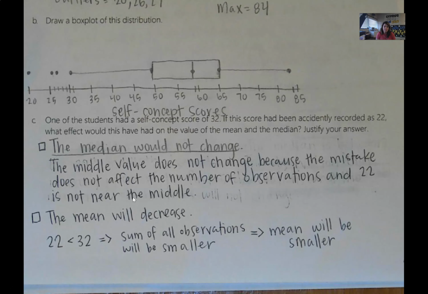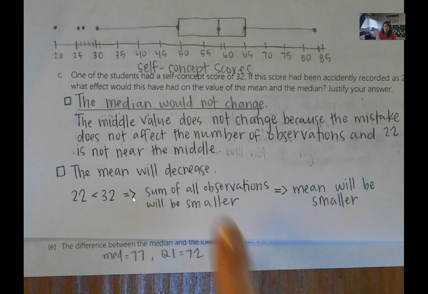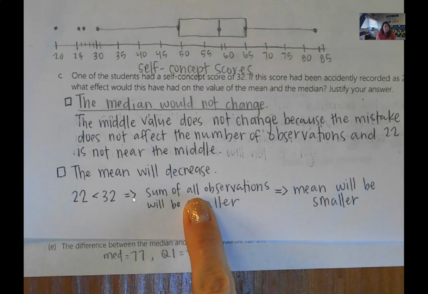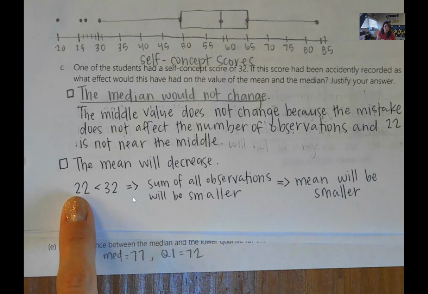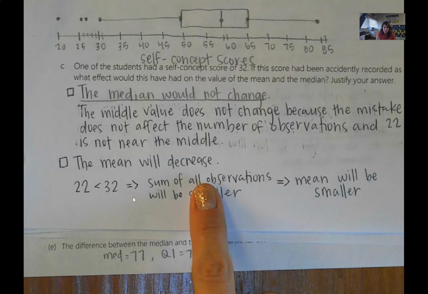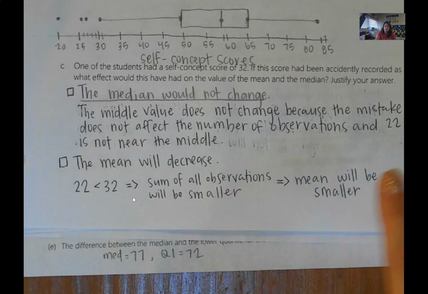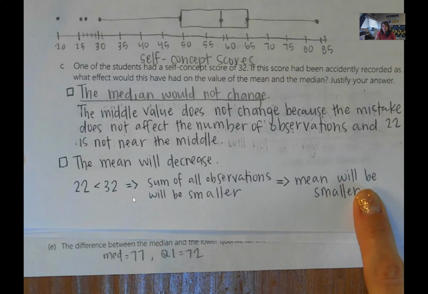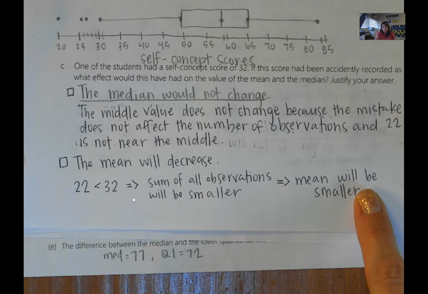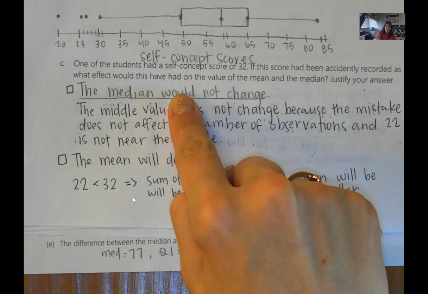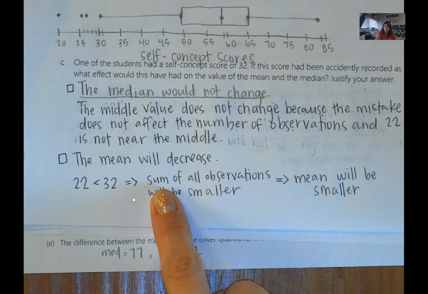Your mean, however, will be lower or decrease. And the reason why is because when you add up all of your observations to calculate the mean, it'll be smaller than it should be. So if you accidentally put a number that is smaller than it should be, then the sum of all the observations is smaller than it should be, which means your average is going to be smaller than it would be. So median stays the same, the mean will decrease.